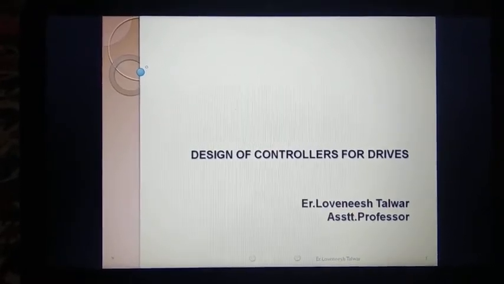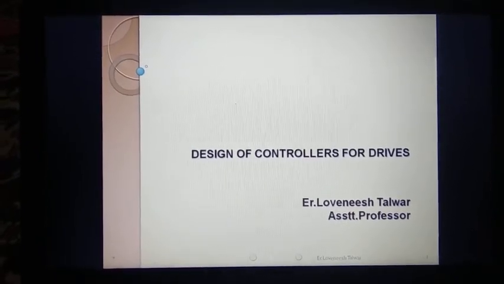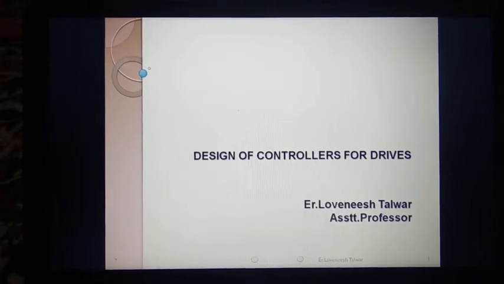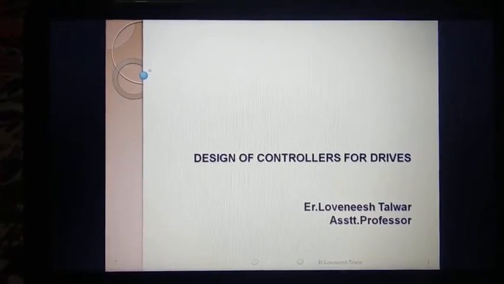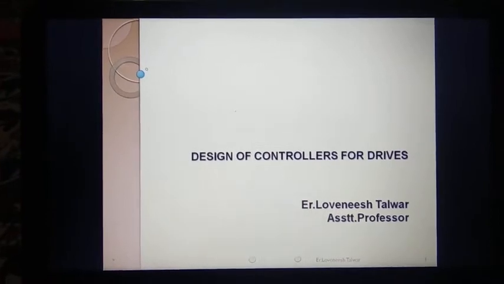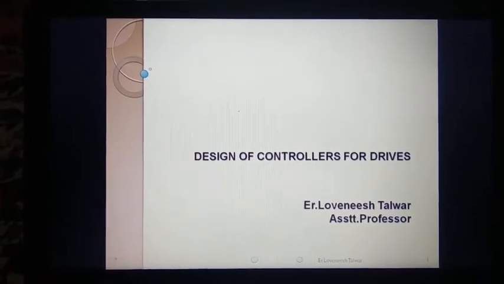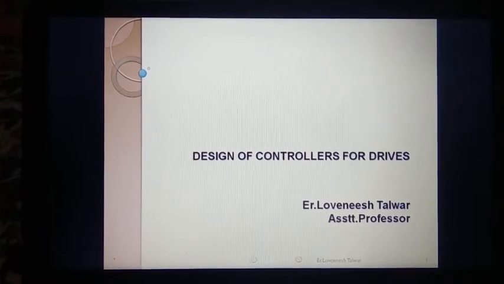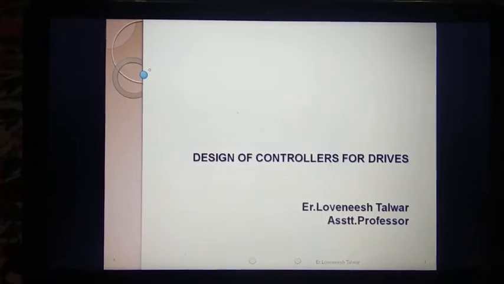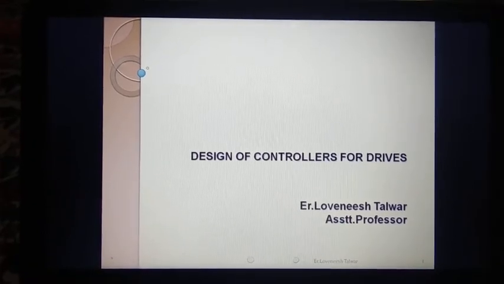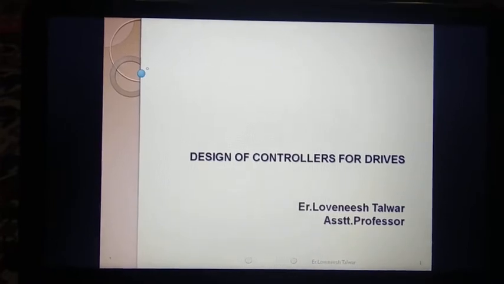As we know, an electrical drive is basically the combination of three main components, where the major component is your prime mover, and this prime mover is basically an electrical motor which depends upon the input supply. If the input supply is DC, then it is a DC prime mover, and if the input supply is AC, then it is an AC prime mover.